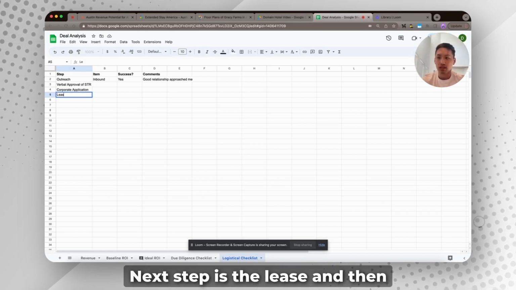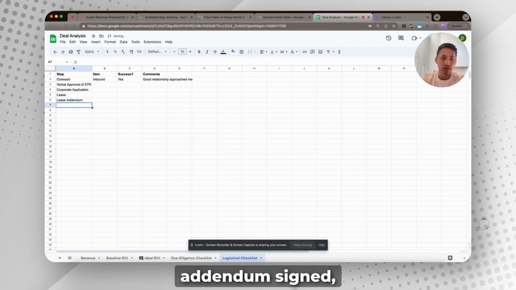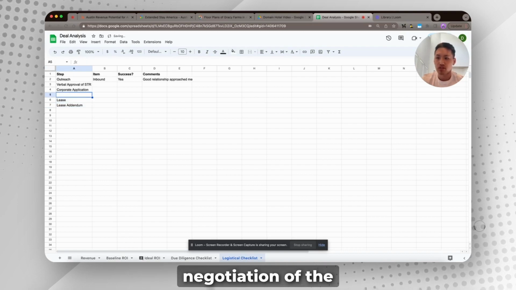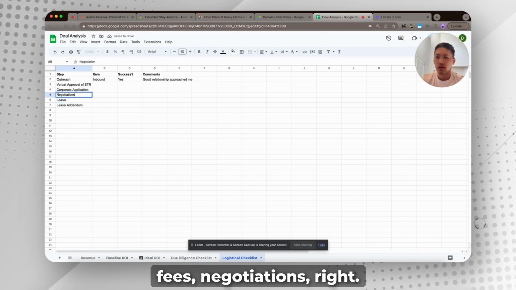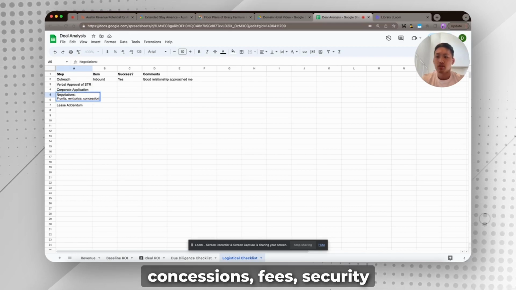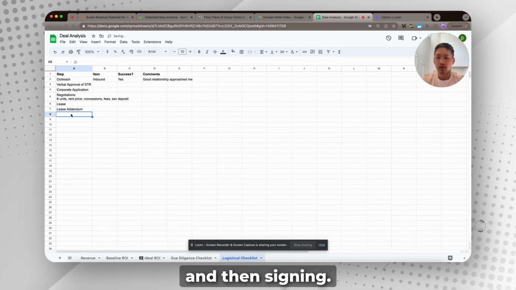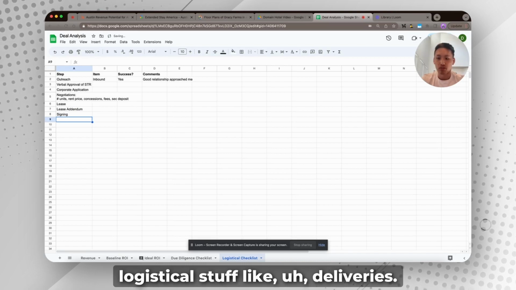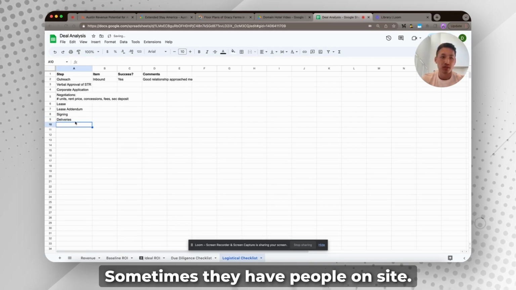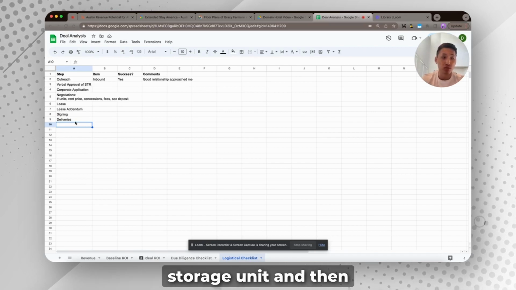Corporate application, let's say that passes, or let's say you don't need it. Next step is get the lease, and then simultaneously or right after, get the lease addendum signed, and then you present that. And then actually after corporate application is the negotiation of the fees, right? That's like the number of units, rent price, concessions, fees, security deposit. Okay. And then the lease addendum, and then signing. And then you need to prepare for the logistical stuff like deliveries. You need to work out with the landlord how that's going to be delivered. Sometimes they have people on site that can push packages into your room for you. Other times you're going to have to get a storage unit and then move everything over.